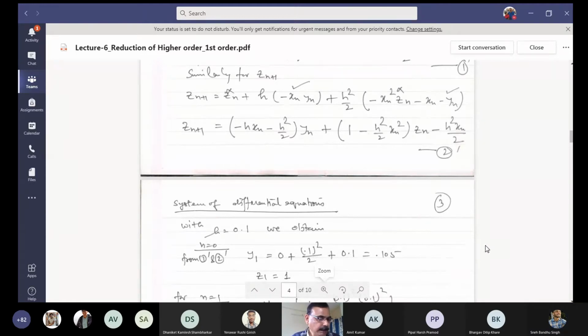Sir, Y2 is 0.219... 0.20504475. Which one? Which one you are telling? Y2. Sir, Y2. Y2 is not correct. Check it. It's a very simple calculation where you are doing the mistake. 0.1 squared, 0.1 squared. Where is the mistake?